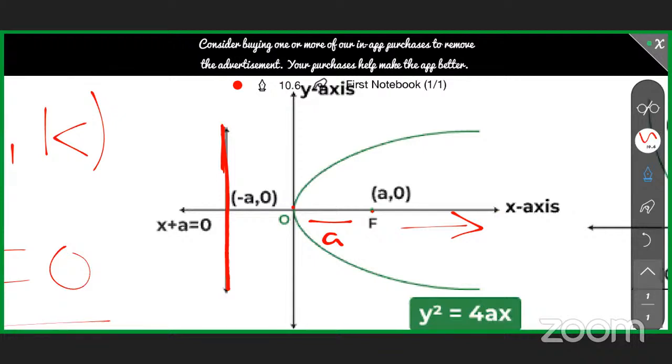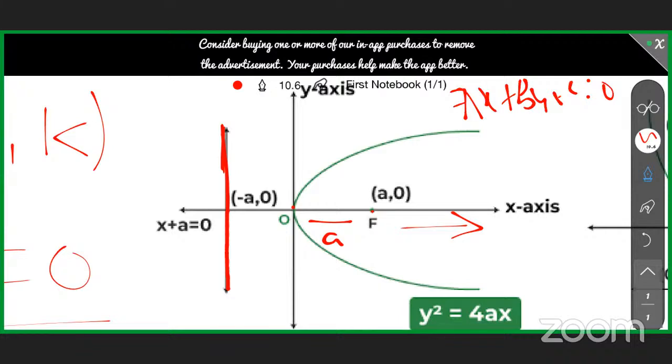Friends, how do you find the equation of a vertical line? We know the coordinates of this point, and the general form is ax plus by plus c is equal to 0. Yes or no? So basing on that only we'll be getting the equation of the vertical line.